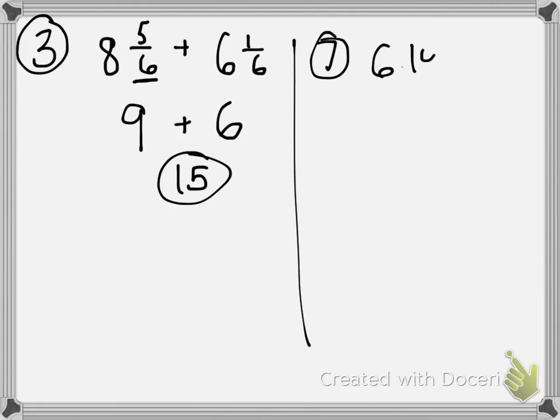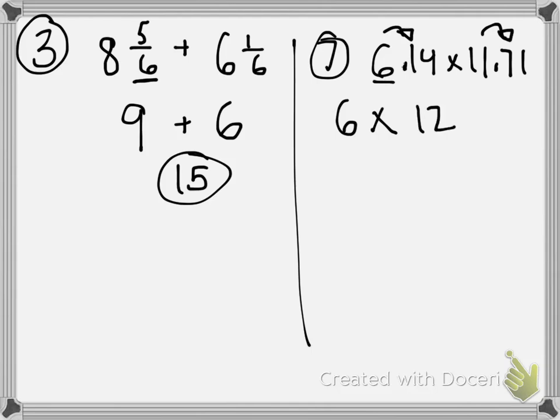Alright, how about we'll do number 7. 6 14/100 times 11 71/100. Okay, well, when I look to my neighbor, this is a 1, so that does not tell me to round up, so this will stay as a 6. When I look to my neighbor, this is a 7. That does tell me to round up, so this would round up to 12. 6 times 12, 72.